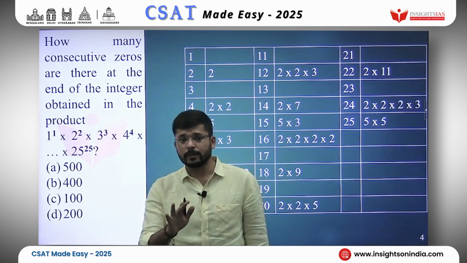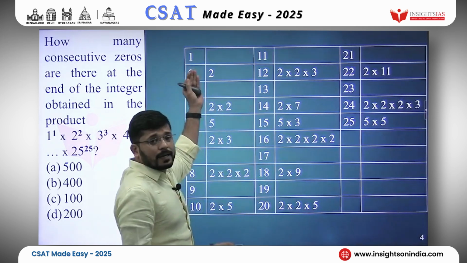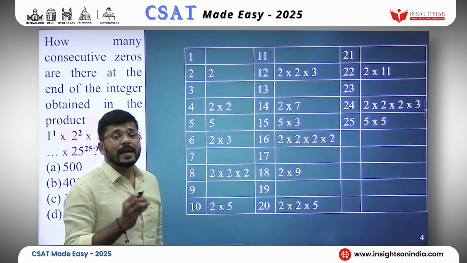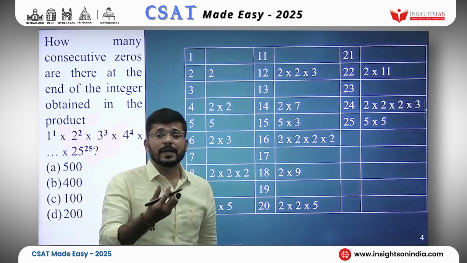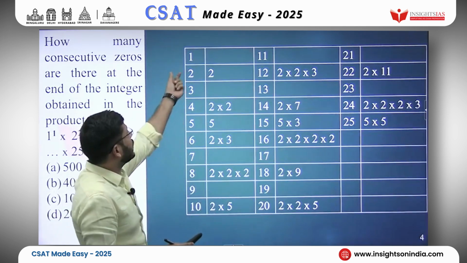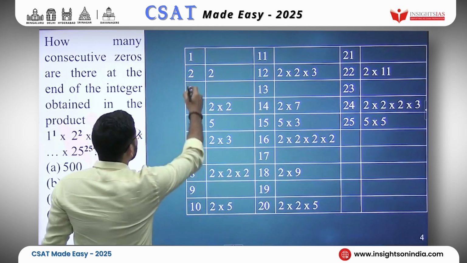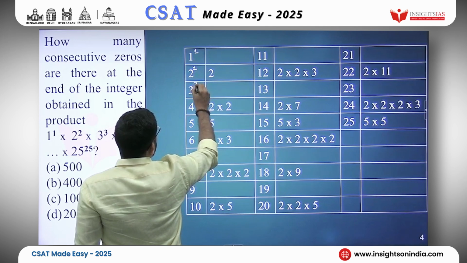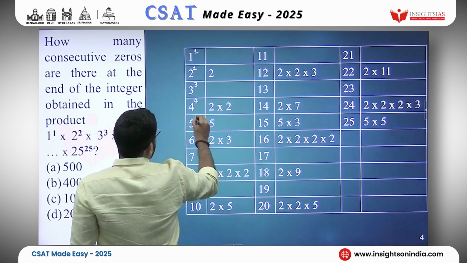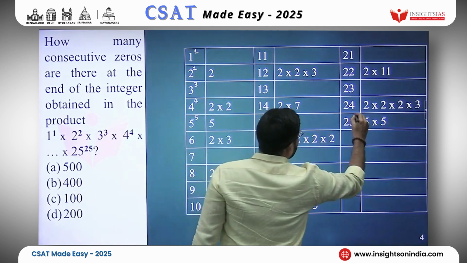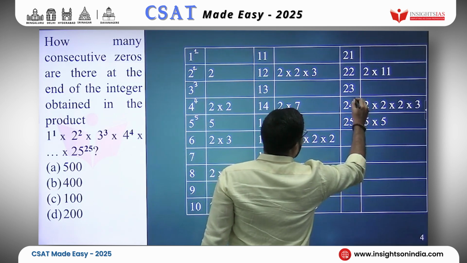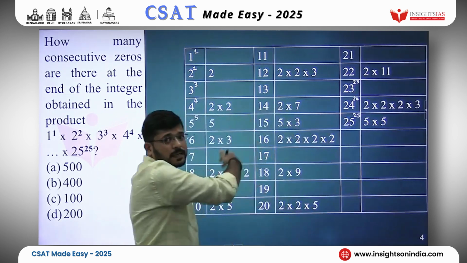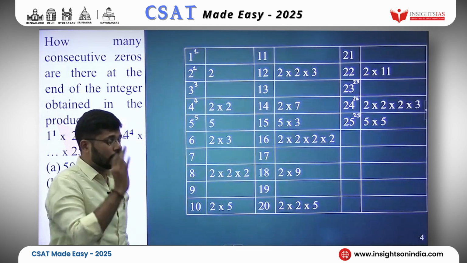However, which are the numbers that they have used? They have used the numbers from 1 to 25, and to what power have they raised each number? They have raised each number to the power of itself, that is 1 to the power of 1, 2 to the power of 2, 3 to the power of 3, 4 to the power of 4, 5 to the power of 5. That way 25 to the power of 25, 24 to the power of 24, 23 to the power of 23. This is what they have done.